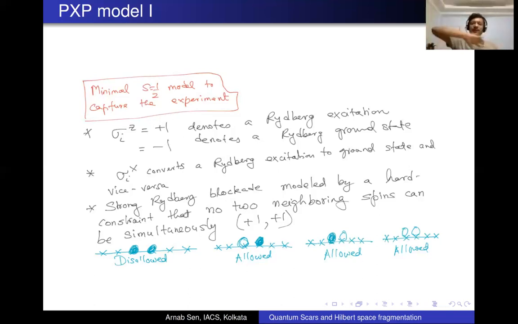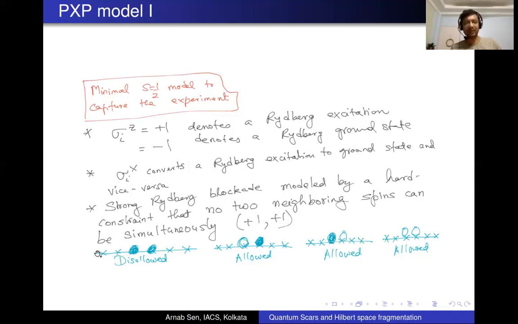So I want to just project out that part of my Hilbert space. What I say is that there is a hard constraint in my Hilbert space that no two neighboring spins can be simultaneously plus one. That's a hard constraint on my Hilbert space. No two neighboring spins can be simultaneously plus one. This is exactly what I've indicated by this picture.